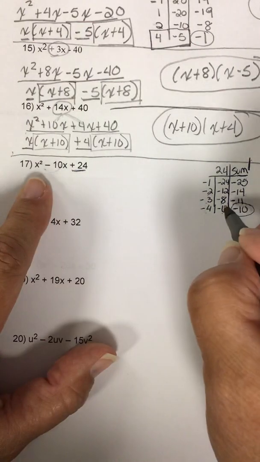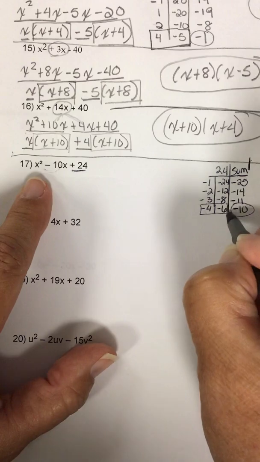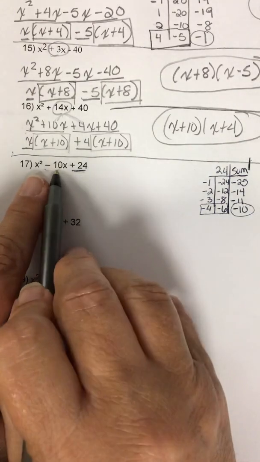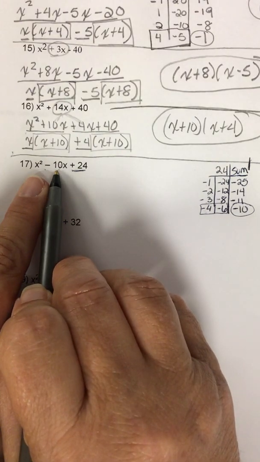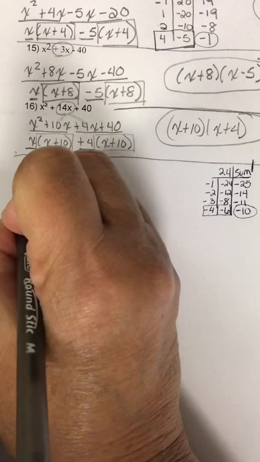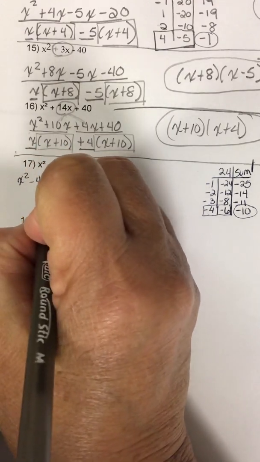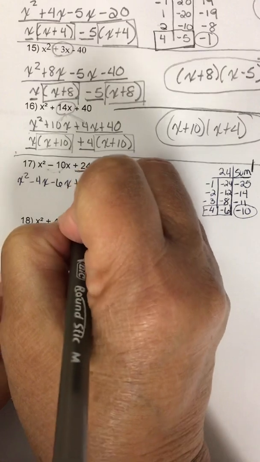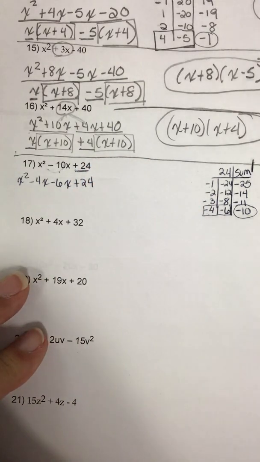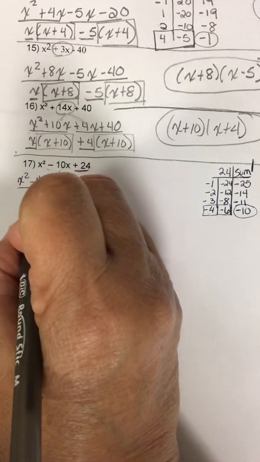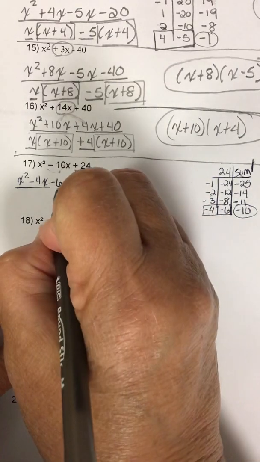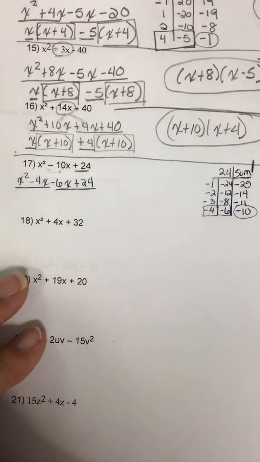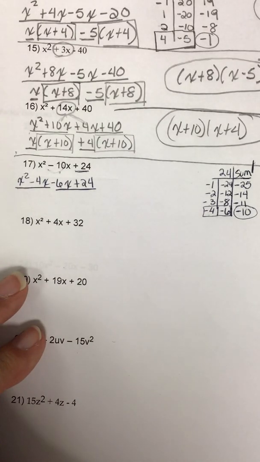Now I'm going to take these factors and I'm going to split them up, and I'm going to rewrite that negative 10x as negative 4x minus 6x. So I'm going to write x squared minus 4x minus 6x plus 24. Now I'm going to factor this thing by grouping like we did on that other page. So I'm going to take my first group, or my x squared minus 4x, and my second group, my negative 6x plus 24, and I'm going to factor those.